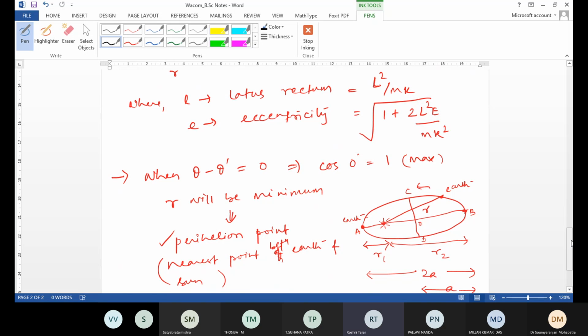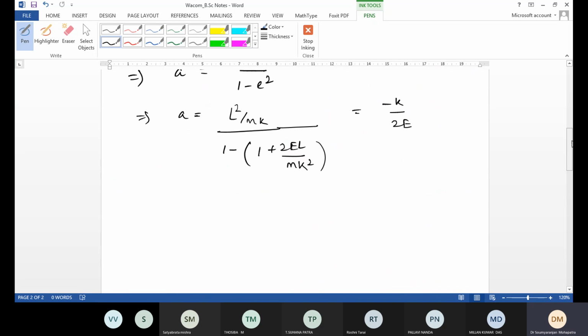So if you substitute everything, you'll get minus K by 2E, and the final expression of your E is equal to minus K by 2A. This is equation number 20. Is that clear?